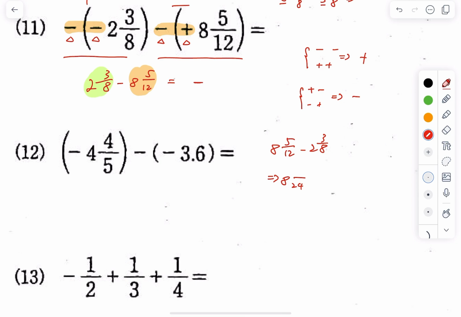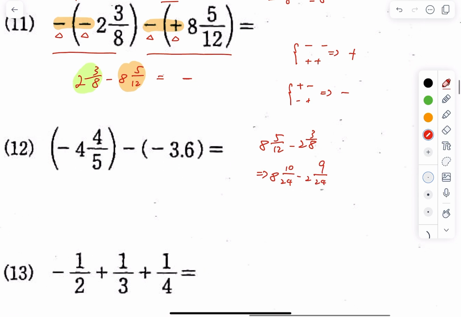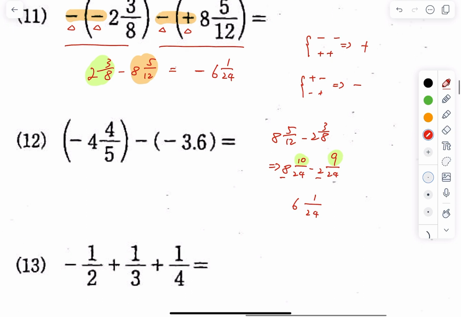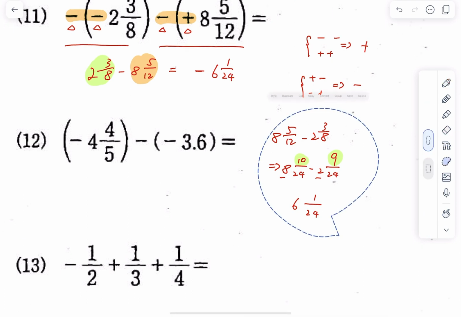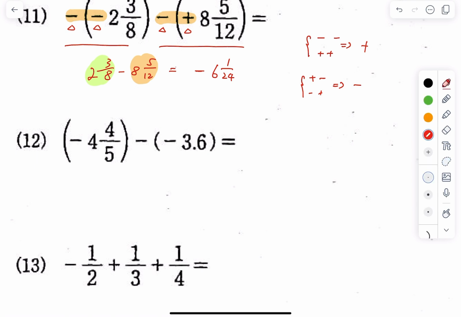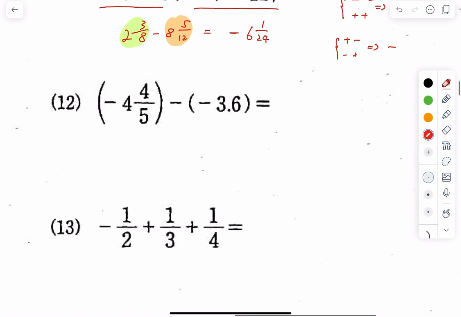The LCM is 24, right? I'm going to write down everything over here quickly. In this case, I don't have to borrow because the 10 is enough to be subtracted by the 9. So very easily, 8 minus 2 is 6, 10 minus 9 is 1, over 24. So my answer is negative 6, 1 over 24. Done. Finito. All right, delete. Okay, next question, number 12.